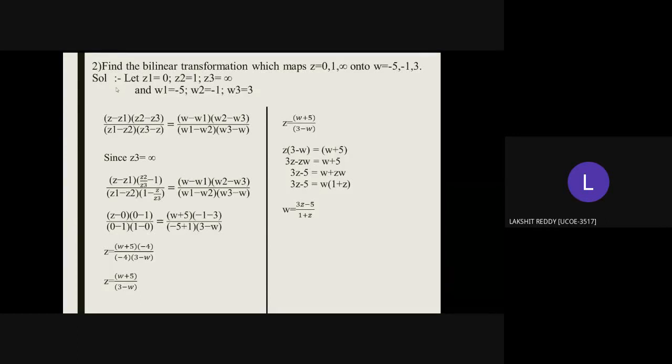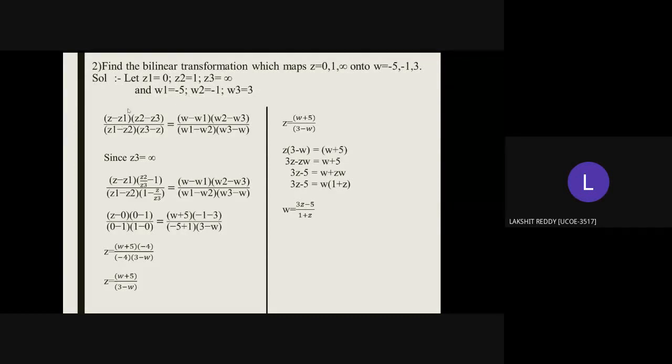Step number 1, label the points. You should label the points very correctly. In the solution part, let z1 equals 0, z2 equals 1, and z3 equals infinity, and w1 equals minus 5, w2 equals minus 1, and w3 equals 3. z3 will be infinity because we are considering the extended complex plane, and we should never change the order of the points which is given to us.